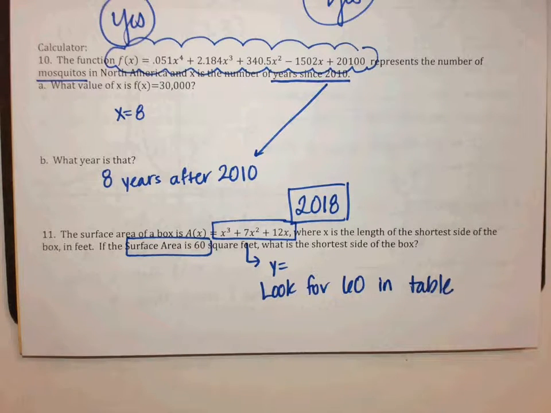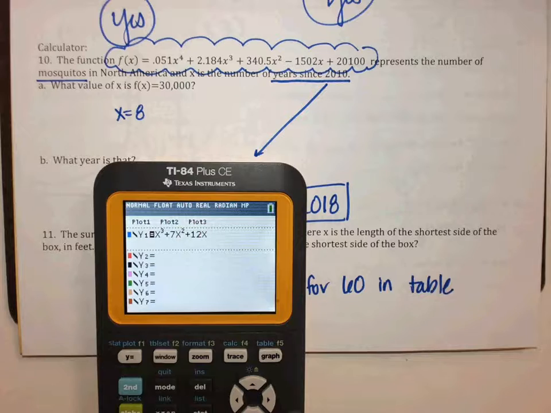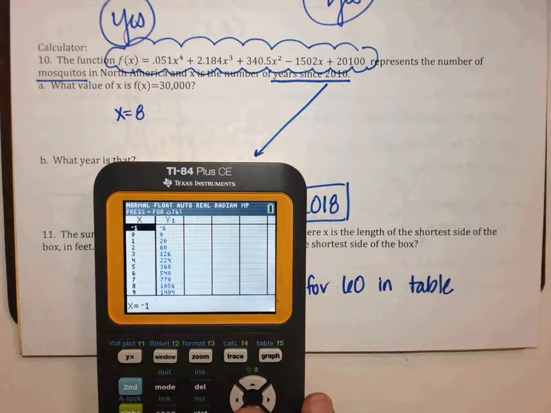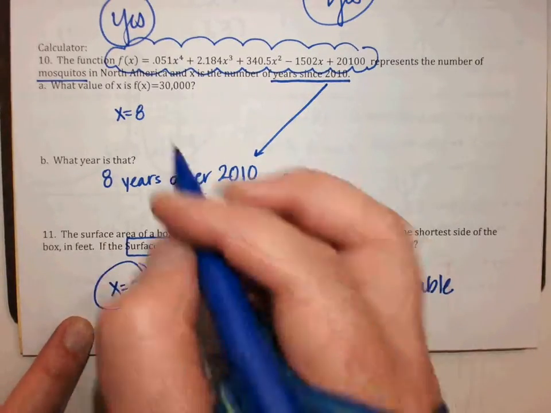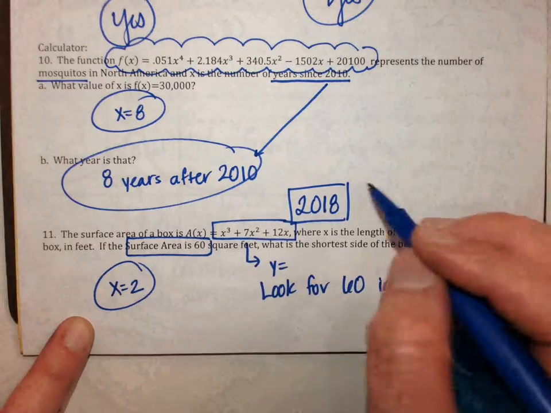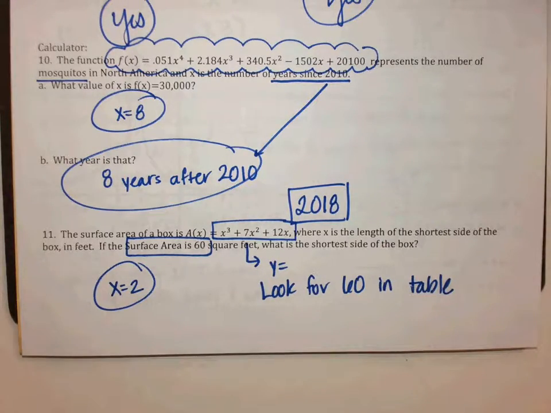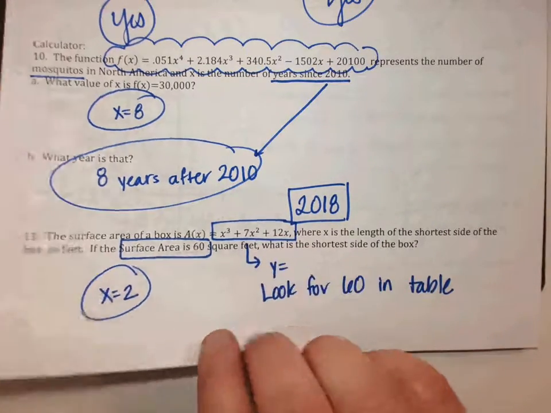Okay, so I just typed mine in right here. Okay, then I go into my table. I'm looking for 60, bam, it's right there at 2. Easy? Okay. Alright, flip back. We skipped one page. Let's go back and do it.